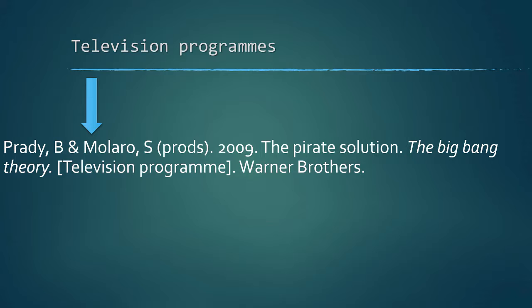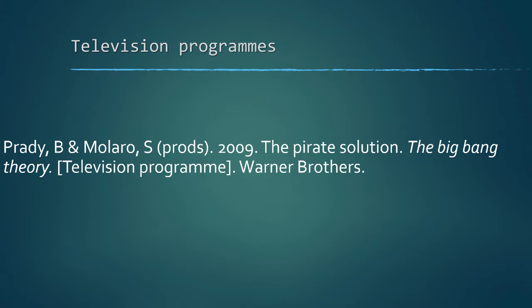Another aspect that's different from films is that we would have an episode name before the name of the series. Note that the series name and not the episode name is italicized. Then, the last aspect that is different, of course, is that this is indicated as a TV program or series between block brackets. Okay, the last part of the reference has two options.